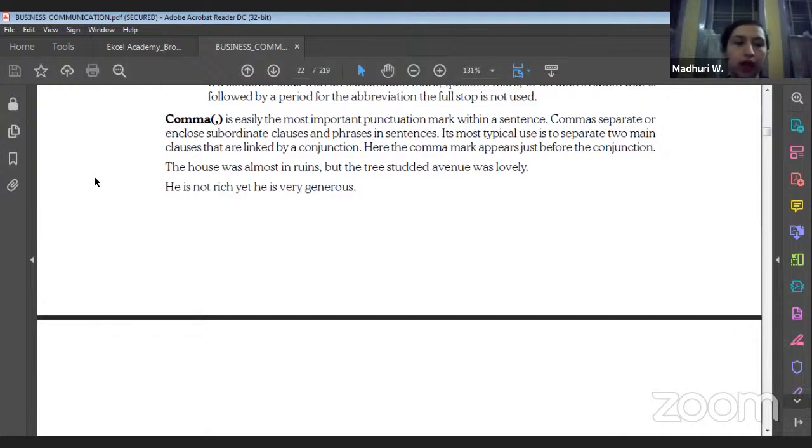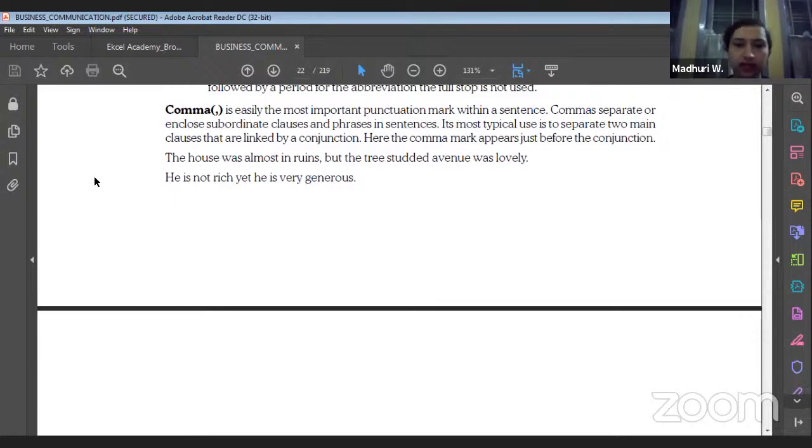Why is a comma used? It's used to continue a sentence. Very good. So it means that the sentence is not ended. Maybe there's just a short pause, right? So commas generally separate or enclose subordinate clauses and the phrases in a sentence.